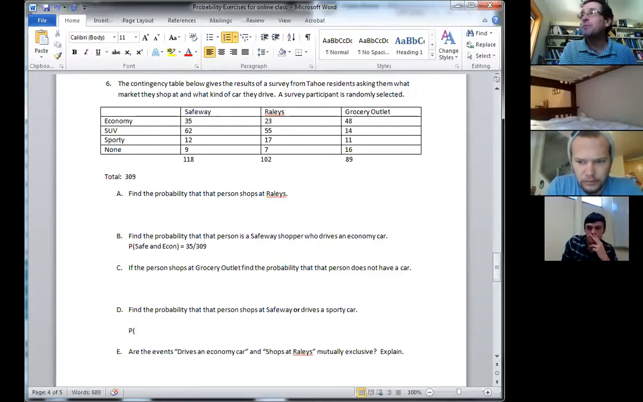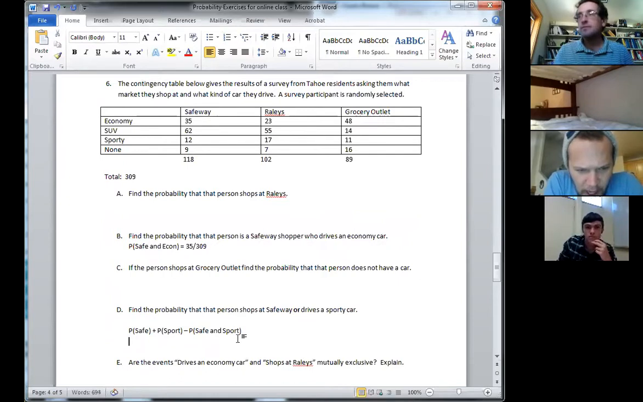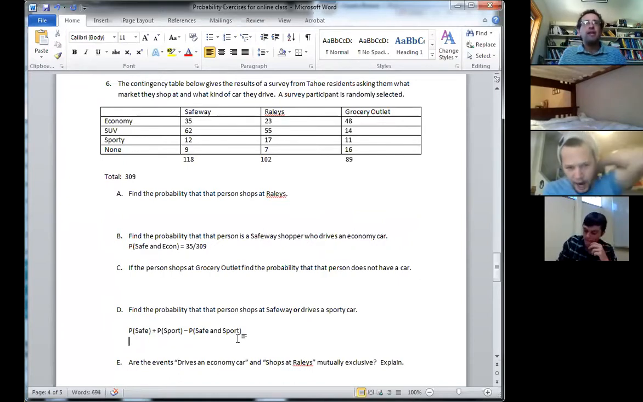So remember, let me type it in so I'm not seeing you all jump in at once. So we're looking at the probability of Safeway plus the probability of sporty minus the probability of Safeway and sporty. Any questions on that? Now you might be able to do it, so you can put the expression in.